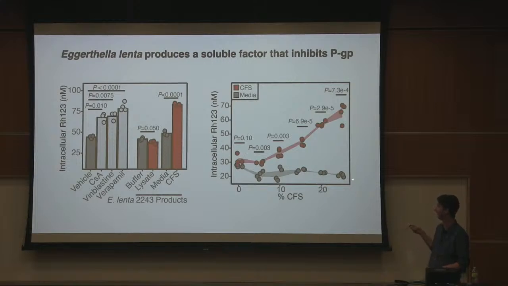If you add higher levels of media, so the media we grow Elenta in, we don't see an effect, but we do see higher and higher levels of inhibition in the cell-free supernatant. So this suggests that Elenta is making something that's a PGP inhibitor.